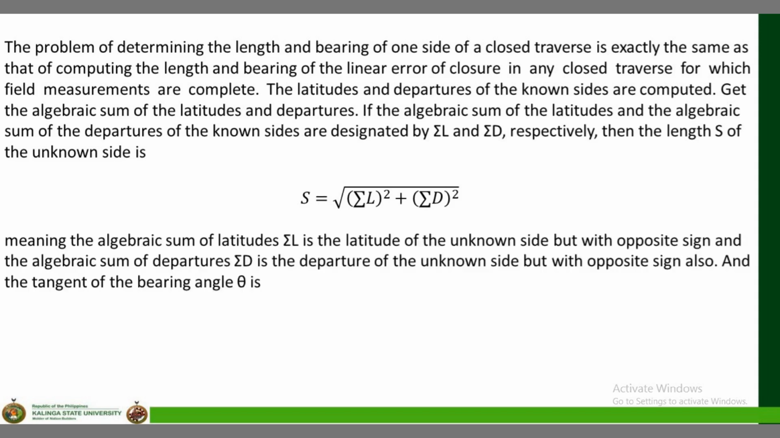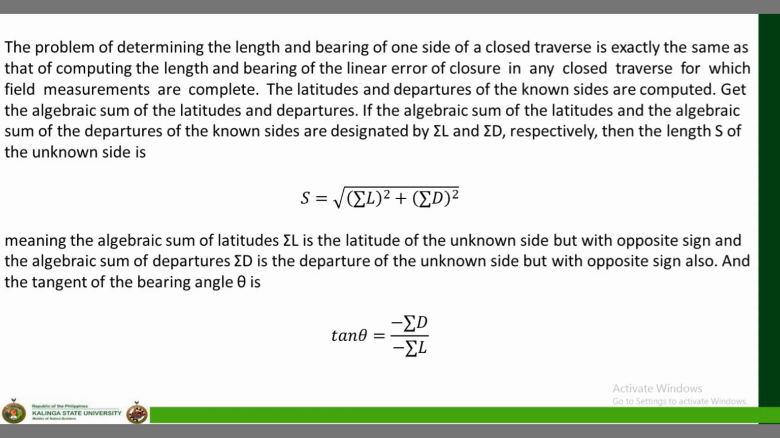Okay? And, meaning the algebraic sum of latitudes is the latitude of the unknown side but with opposite sign, and the algebraic sum of departures is the departure of the unknown side but with opposite sign also. And the tangent of the bearing angle is this one. Diba itong dalawang equation na to, it looks familiar kasi ito yung na-discuss natin in chapter 5, that is the traversing and traverse computations. Ito rin yung mga equations na gagamitin natin to solve for the omitted measurements.